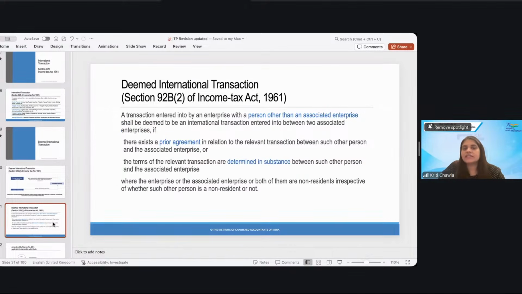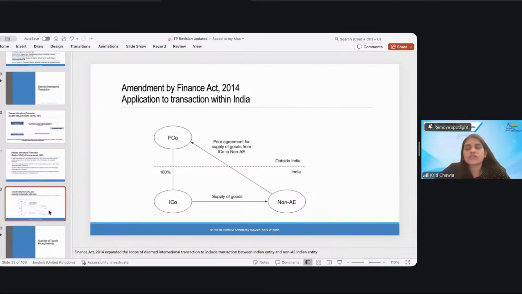A transaction entered into by an enterprise with a person other than an associated enterprise can also be a deemed international transaction if there exists a prior agreement in relation to the relevant transaction between such other person and the associated enterprise, or the terms of the relevant transaction are determined in substance between such other person and the associated enterprise, and where such enterprise or the associated enterprise or both of them are non-residents, irrespective of whether such other person is a resident or not. So it does not matter whether the other person is a resident or not.